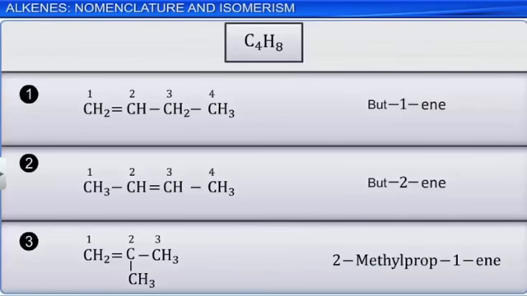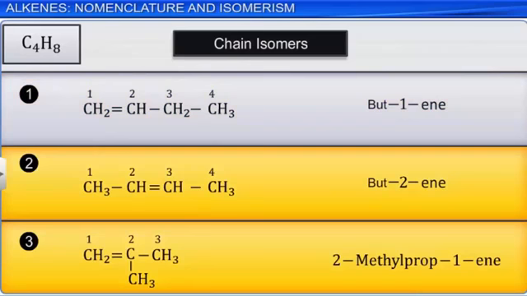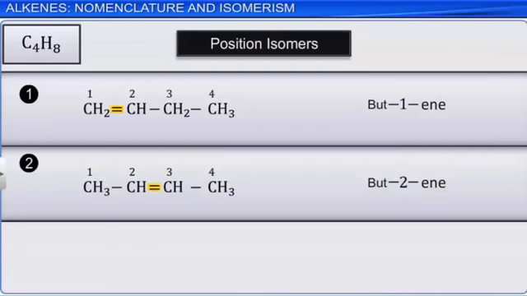In a molecule of C4H8, all the carbon atoms are present in the form of straight or branched chains. For example, structures 1 and 2 have straight chains, whereas structure 3 has a branched chain. Structures 1 and 3, and 2 and 3, are said to be chain isomers of each other. When in two structures the position of the double bond alone is different, they are said to be position isomers. Structures 1 and 2 are position isomers.